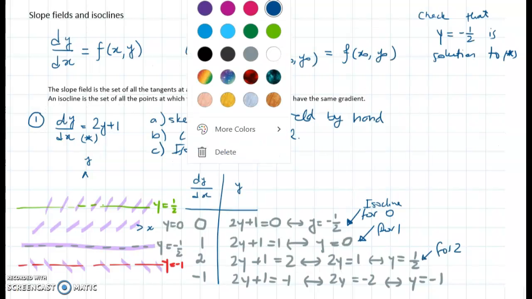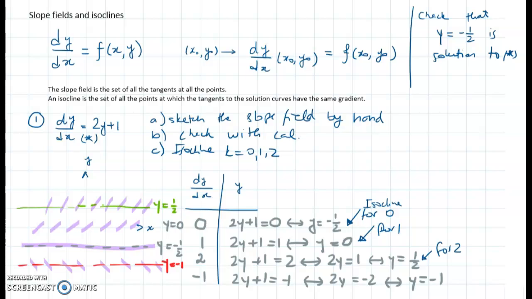We had a little note over here that we have to check that the line y equals -1/2 is actually a solution. And so we need to check that when we do 2 times -1/2 plus 1, we get the same as if we take the derivative of that function. On the right-hand side we have 0, and on the left-hand side the derivative of a constant is 0 as well. So it is in fact the solution. Also, I'm going to sketch again here the y-axis that got erased by mistake.